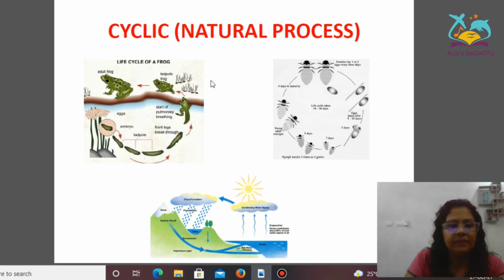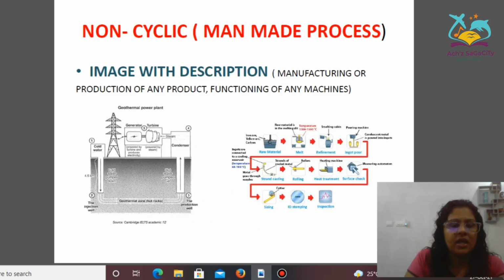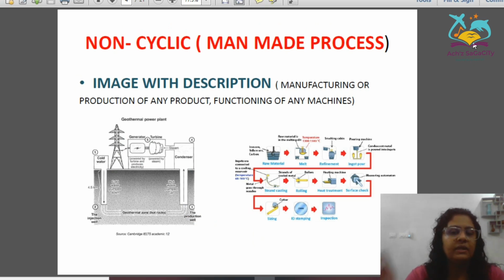So here you can see some examples of cyclic. That means natural procedures. As I mentioned, a lifespan of frog or lifespan of the bees, regarding the water cycle, these all things will come under cyclic. That will be natural process. So here you can see the non-cyclic one, that means man-made process, the image with the description. That means the manufacturing or production of any product or functioning of any type of machines. So here you can see the geothermal power plant, how the electricity is produced by using geothermal power plant. And here it's the production of steel rods. Like this, they will give the description along with the picture. That's the one mode under non-cyclic.